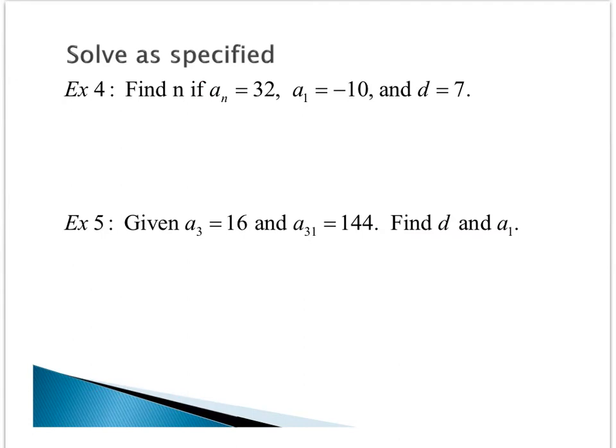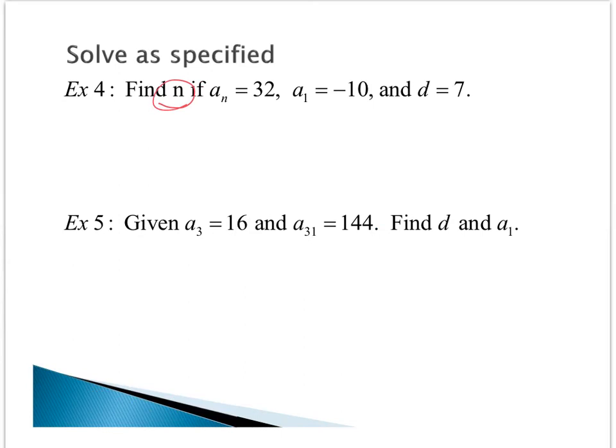Okay, in example 4, we are asking you to find n. So we're essentially saying, which term am I referring to if that term is 32, my first term is negative 10, and my common difference is 7. Now, you can think through this in one way and say, okay, if I start with negative 7, how many times do I have to add 7 before I get to 32? And that can definitely get you the answer. Now, if it happened to be that you needed to add 7 like 85 times, that would be really annoying.